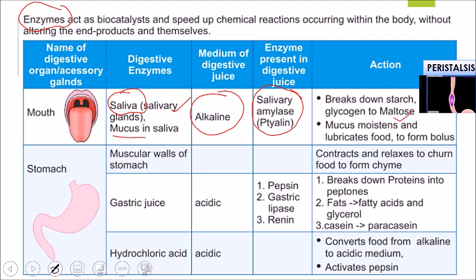And there is some amount of sticky mucus present in the saliva. This mucus moistens and lubricates the food to form bolus. So if you have chewed the food completely, that semi-solid form of the food is called bolus. Can you look at this diagram given right over here? I have shown how the food passes through the esophagus by a movement called peristalsis. Contraction and relaxation of the esophagus is called peristalsis.